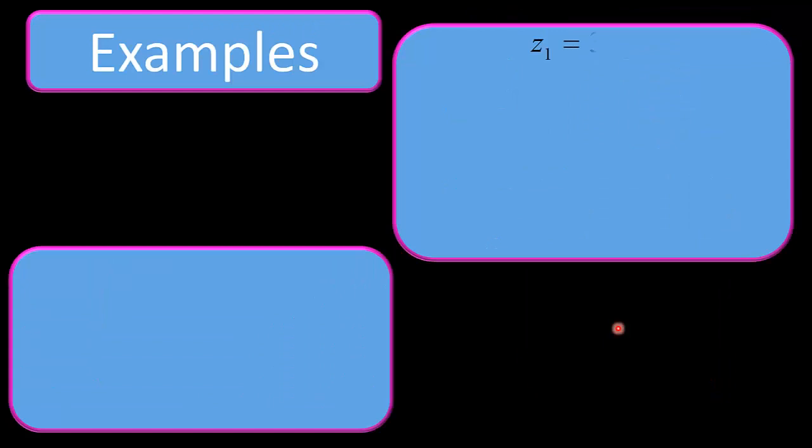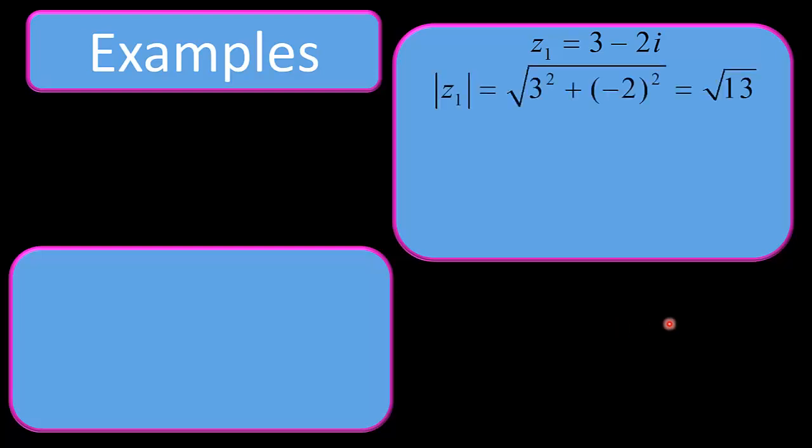Okay, now let's look at some examples. Let's suppose we have this complex number here, 3 minus 2i. Now, first of all, I'm going to need the modulus. So I just calculate the modulus the way I know to do it. The real part squared plus the imaginary part squared, take the square root of that sum, and I get the square root of 13. Now, I also need theta.